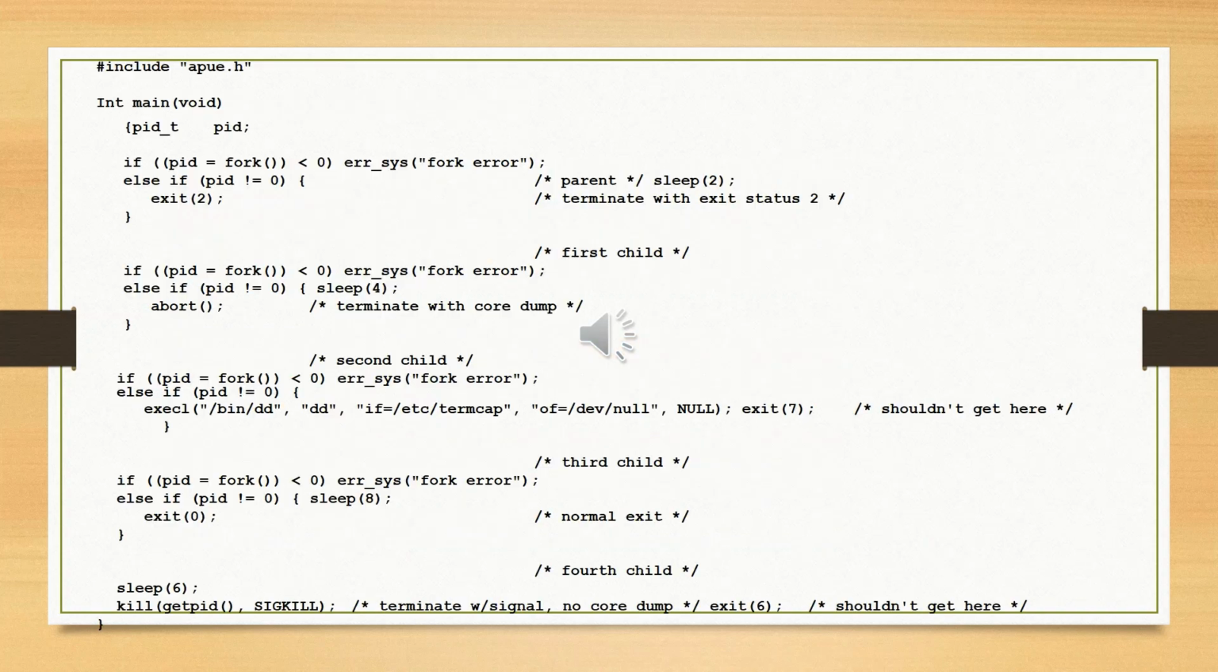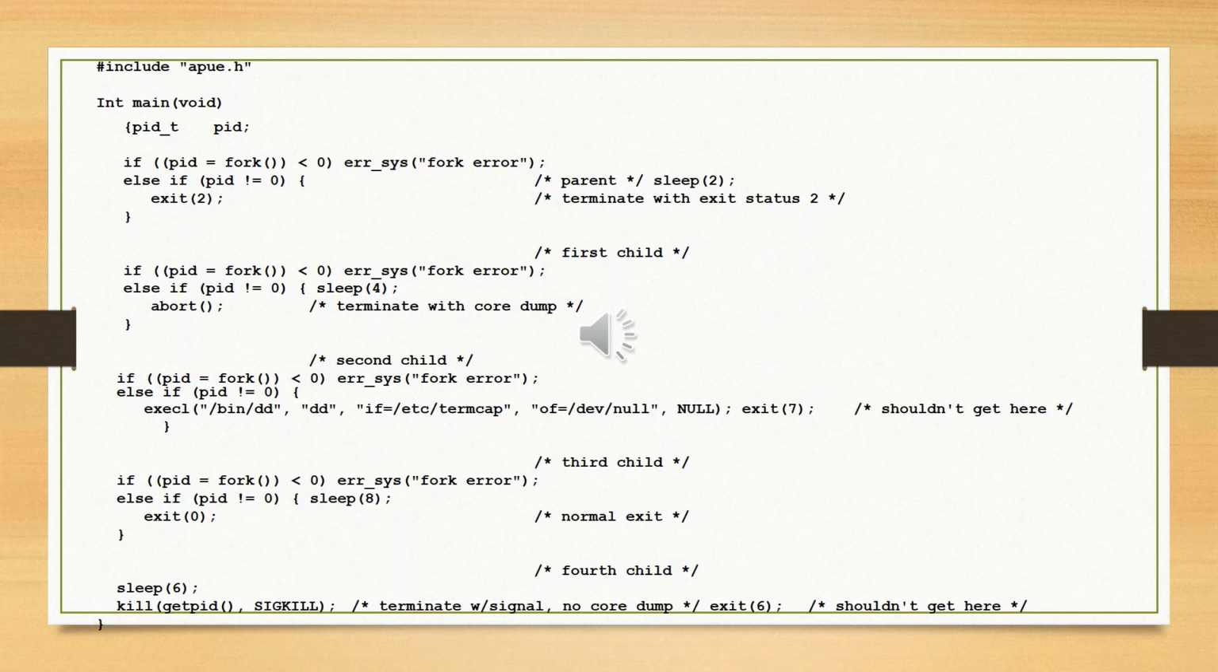If PID is equal to fork less than 0, then it generates a fork error, not possible to create the child process. Else if PID is not equal to 0, then you call the parent and wait for 2 seconds of sleep. Then exit 2 should be called, nothing but terminate with exit status of 2.